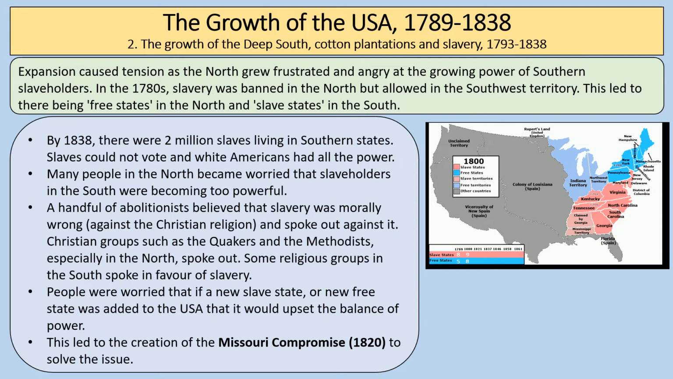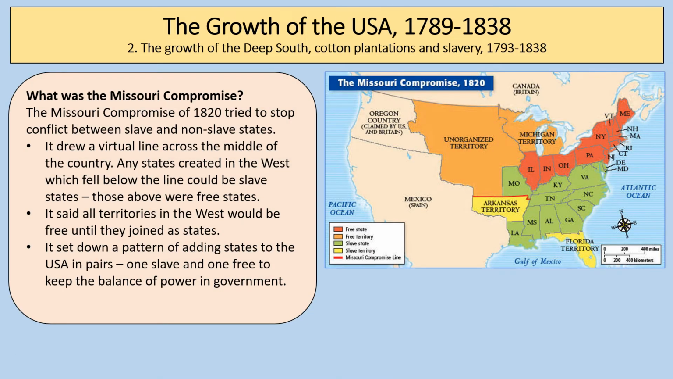People were worried that if a new slave state or new free state was added to the USA, it would upset the balance of power. And this led to the creation of something called the Missouri Compromise in 1820 to try and resolve this issue. So let's just have a look at the Missouri Compromise.